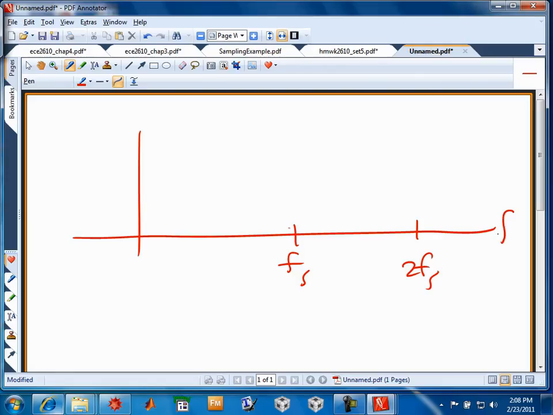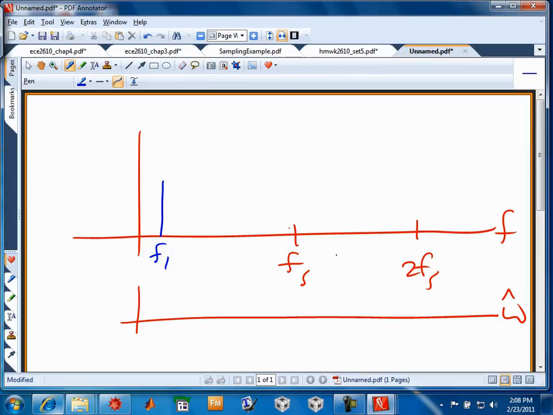This is the frequency axis in hertz. Then I'll put omega hat down below that. Suppose this is our first input frequency, that's F1. Then signal frequencies that alias to F1 would be a spectral line that would sit at Fs minus F1, or this one is at Fs plus F1, right?